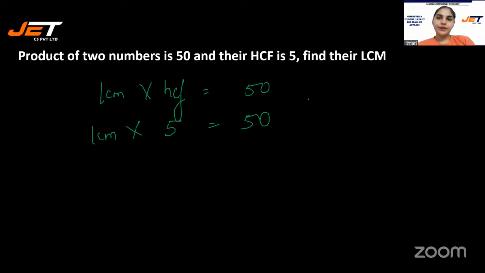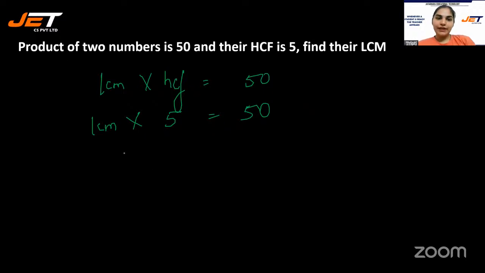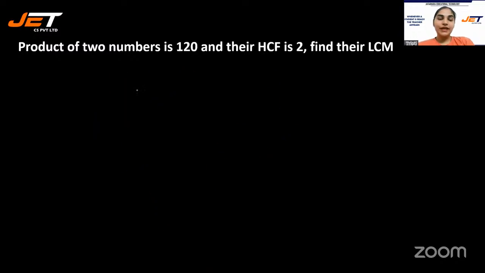Okay, so here LCM we need to find out. Let's keep LCM on this side of equals, and 50 divided by 5. LCM of the numbers is 10. 50 divided by 5 is 10. We'll do the next one.